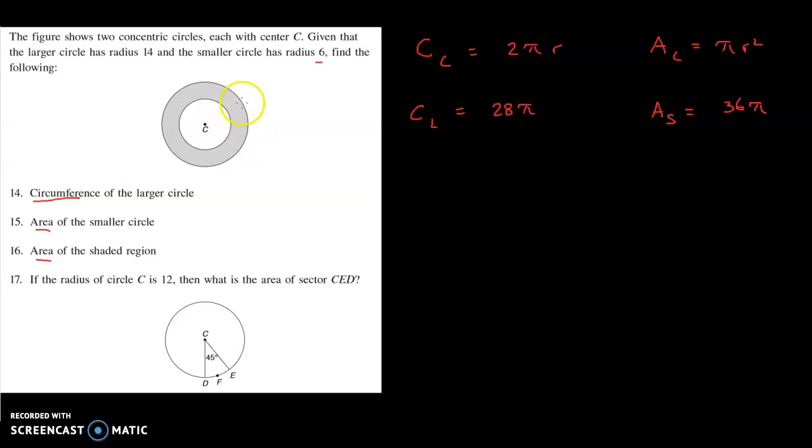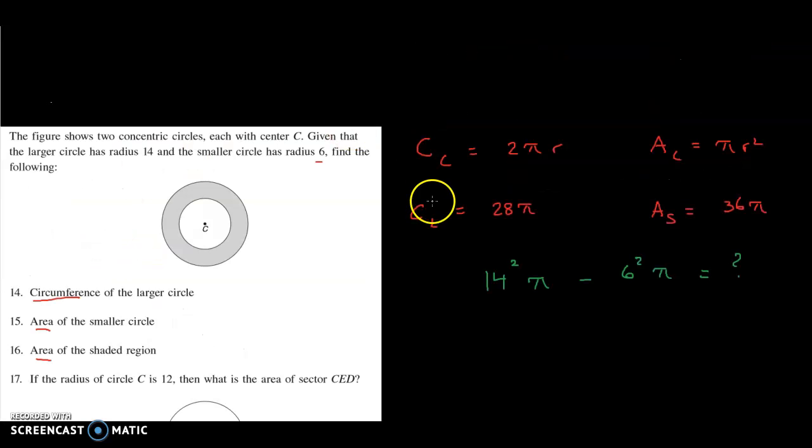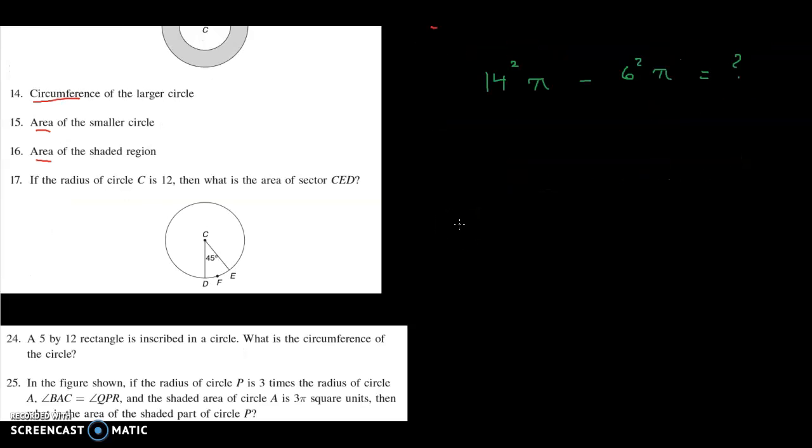Okay, so to find the area of the larger one, I'll leave that as an exercise for you, but you could see that that would be 14 squared, that's the radius, times pi, minus 6 squared times pi. And whatever that is would be the area of the shaded portion. Okay, moving on. I kind of went fast, but let me know if this was confusing.